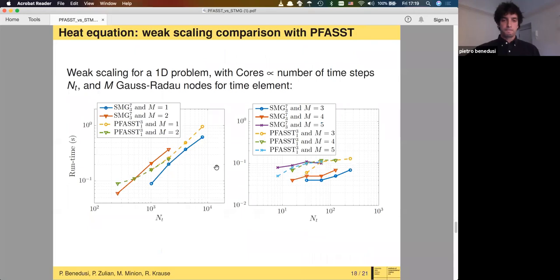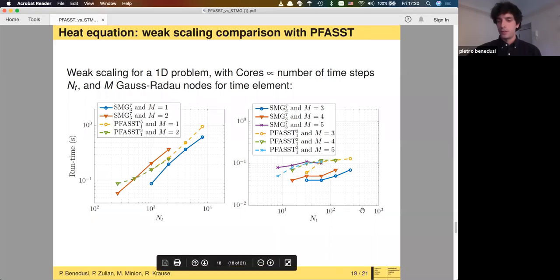And for the weak scaling, again, same problem. For M equals 1, 2, you don't get very much weak scaling, but if you increase the order in time, you get for both approaches quite good weak scaling in time. This is just weak scaling in time. So I increase the number of time steps, and at the same time, I increase the number of cores that I use.